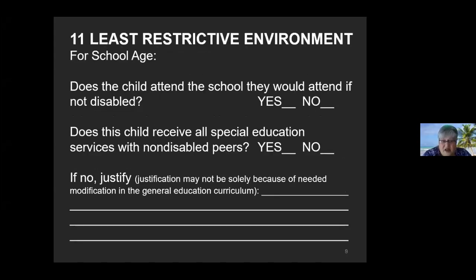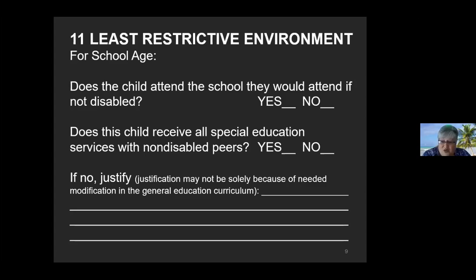So the least restrictive environment, this is exactly what it looks like on the form, and I thought it was important to share that you actually have to answer these questions when you're going through the IEP. Does the child attend the school that they would attend if they're not disabled? And you have to mark yes or no. And does the child receive all their special education services with non-disabled peers? Again, yes or no. And if the answer is no, you have to justify it.